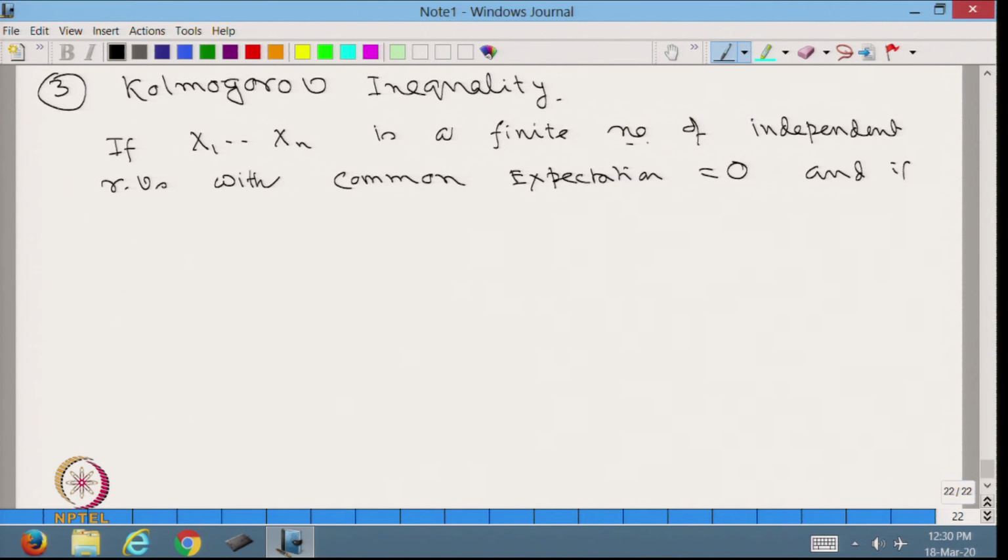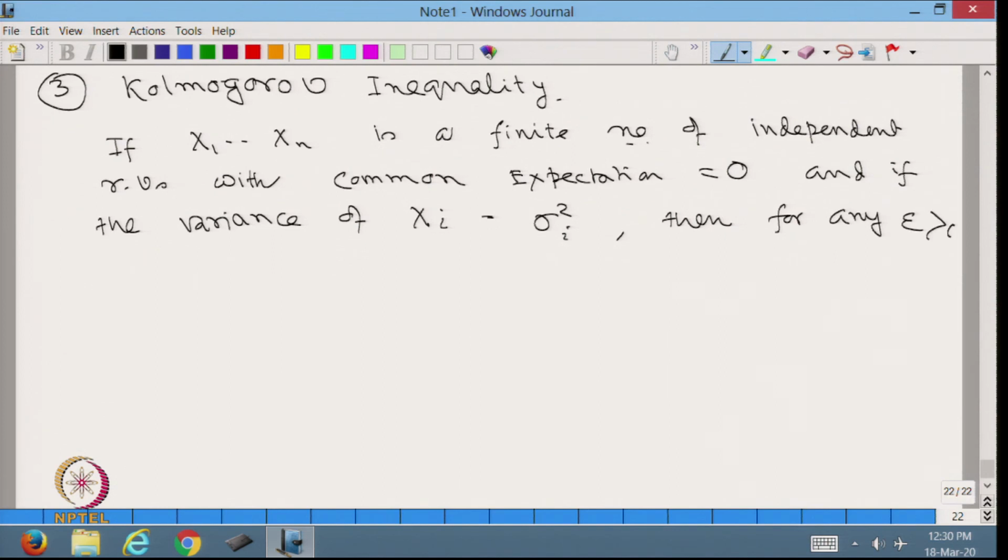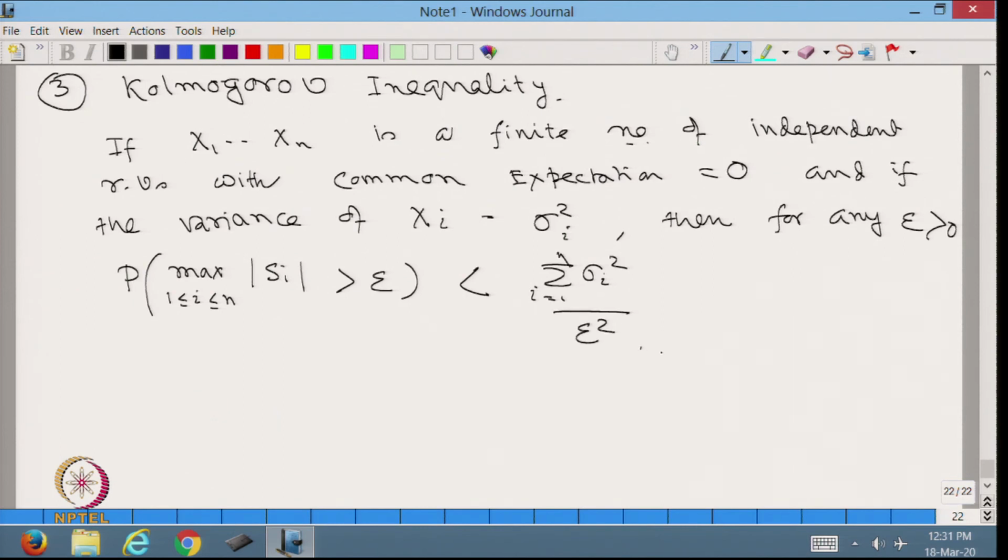and if the variance of Xi is equal to sigma i square, then for any epsilon greater than 0, the probability that the maximum over 1 less than or equal to i less than or equal to n of modulus of Si is greater than epsilon is less than the summation of sigma i square, i equal to 1 to n, divided by epsilon square.